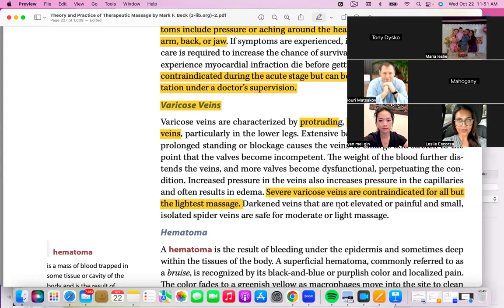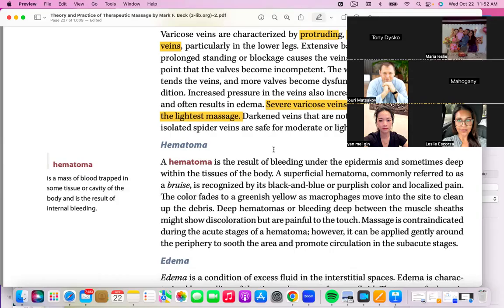Darkened veins that are not elevated, painful, or small, and isolated spider veins, are safe for moderate or light pressure. So anyway, just be careful. If it hurts, just don't do it. Make sure you're always checking in: how's the pressure? Is this pressure good? And you always go with the direction of the blood flow. You don't need to go back. It's already weak. You need to always be pushing towards the heart.